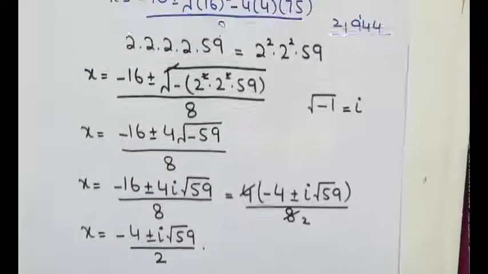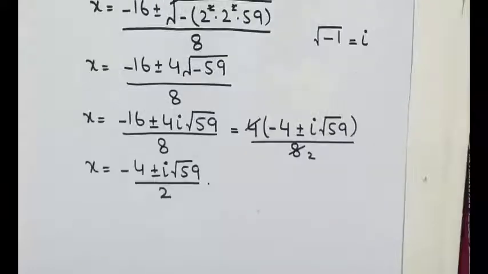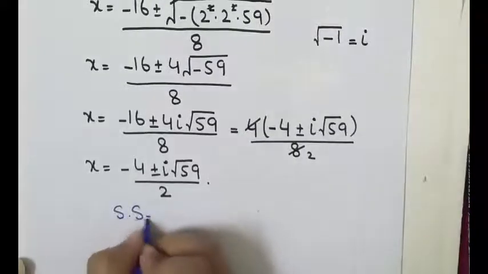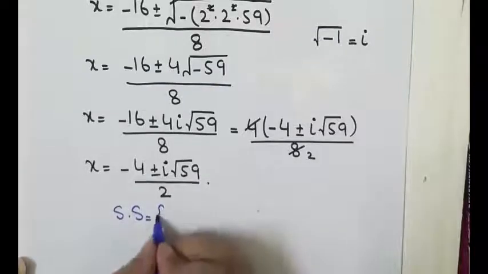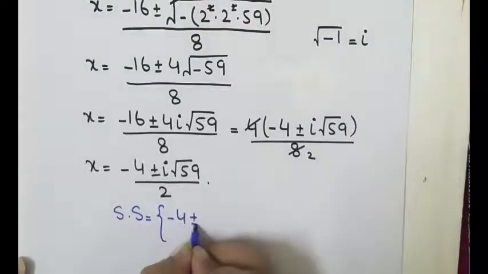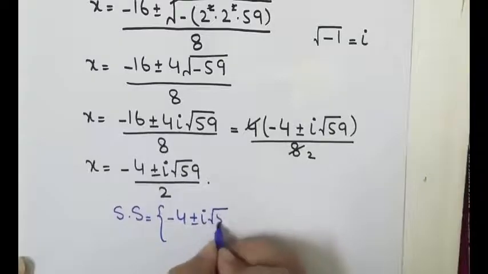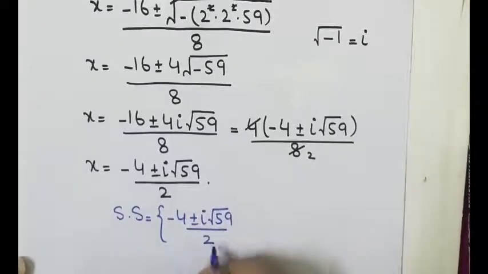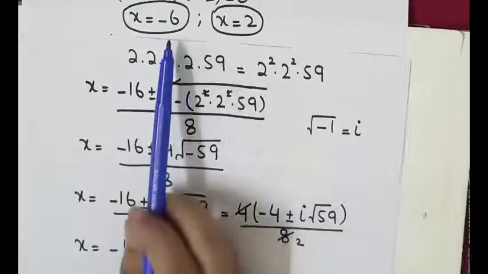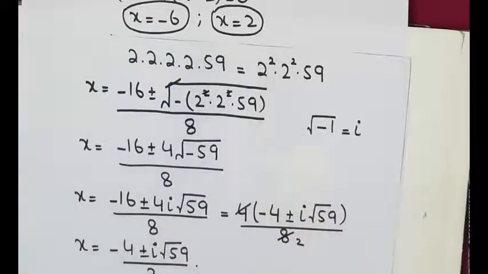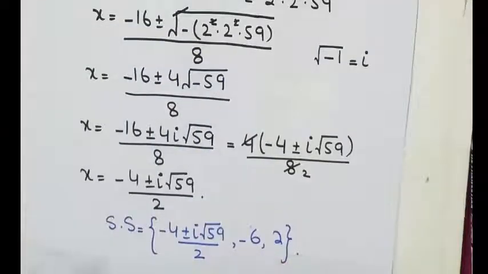So now we will write all the three values of x in the solution set, which is equal to minus 4 plus minus iota under root 59 over 2, and the value of x minus 6 and the value of x 2. Minus 6 and 2. So this is the solution set of this question.